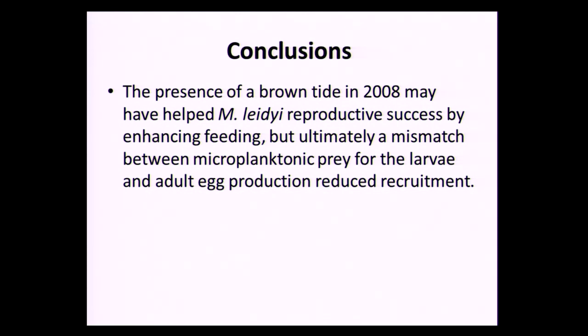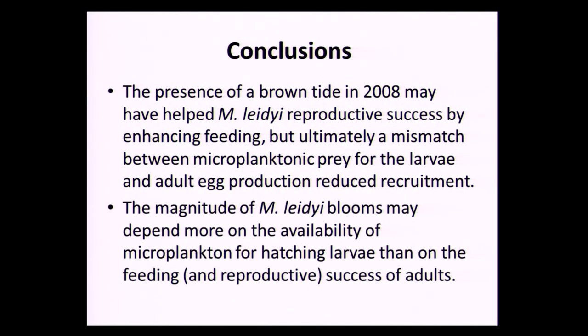Now, the mismatch between the microplanktonic prey for the larvae and the egg production by the adults ultimately resulted in the reduced recruitment. And the magnitude of the ctenophore blooms might depend more on the availability of microplankton, not mesozooplankton, but the microplankton as a stepping stone. I need to feed my babies first, right? I'm not going to get a big population no matter how many are producing babies. If those little hatching larvae don't have a sufficient food source, they're not going to establish themselves and metamorphose into those lobate adults that are going to subsequently feed on the mesozooplankton.